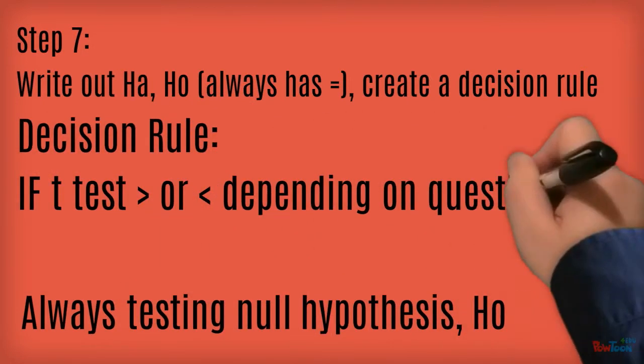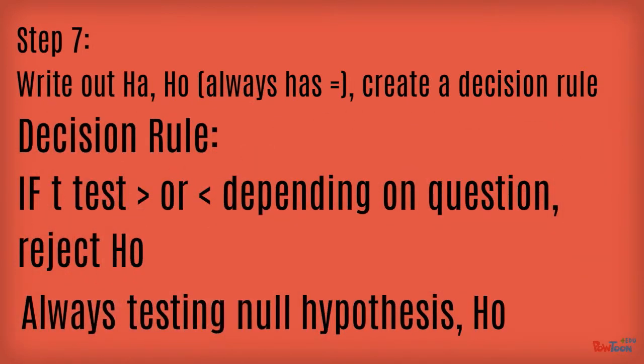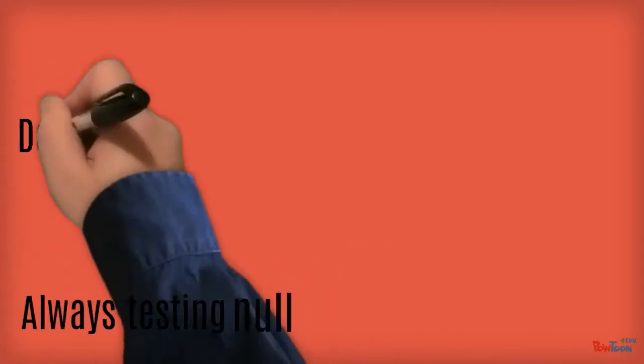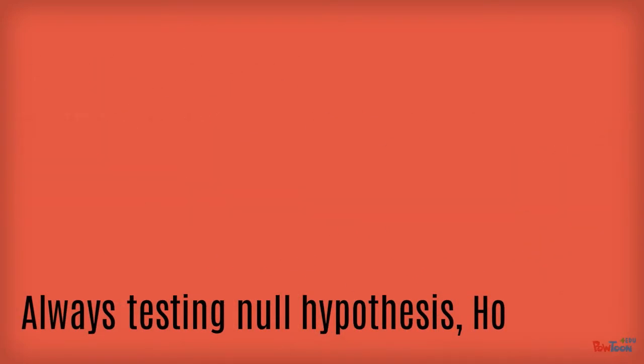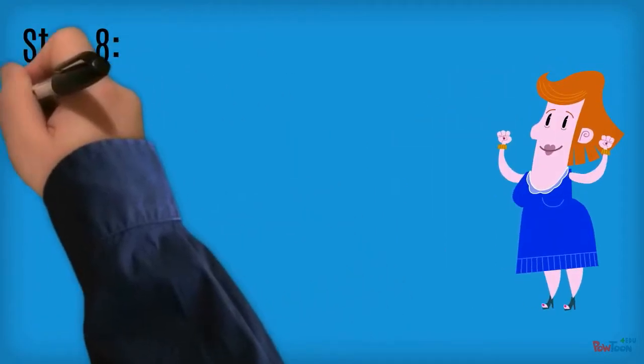The null hypothesis is the opposite of the alternative hypothesis and always has an equal sign in its statement. Then create the decision rule. Starts with if. If t-test is greater than or equal to, depending on what you're trying to prove, reject the null hypothesis. You're always testing the null hypothesis. Step 8, do the test.